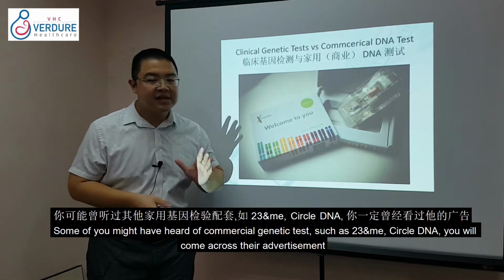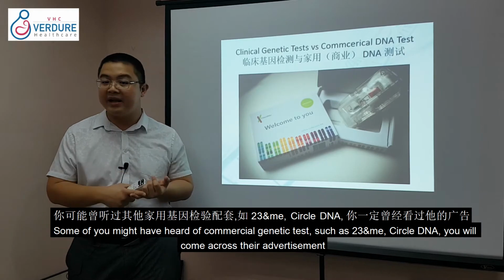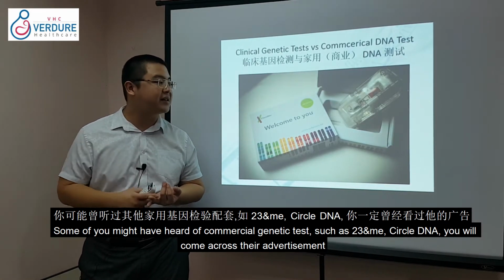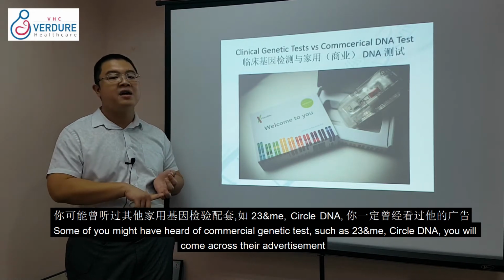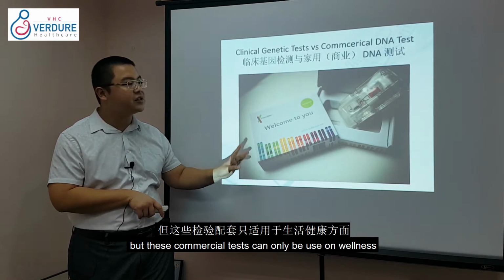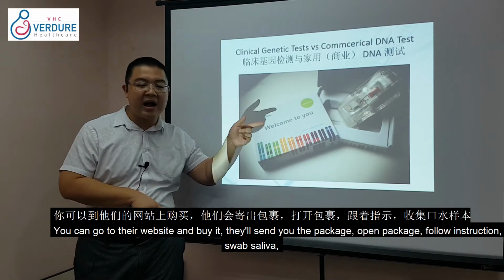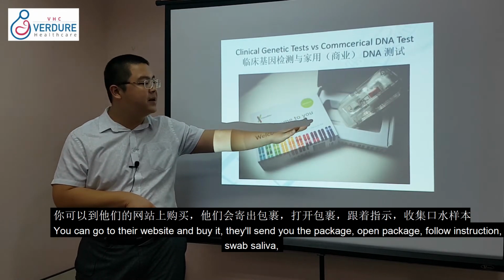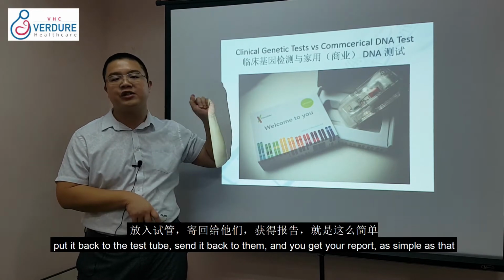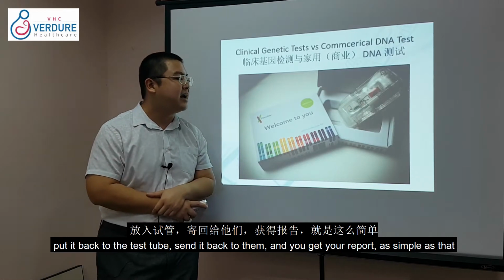Alright, so some of you might have heard of commercial genetic tests, for example 23andMe, Circle DNA. If you have gone to YouTube, chances are you will come across one of their advertisements. But these tests are for wellness, okay? So when you go to the website, click on Add to Cart, buy it, and they will send you the package. Open the package, follow the instructions, swab your saliva, put it back into the test tube, send it back to them, and you'll get your report. That is as simple as that.